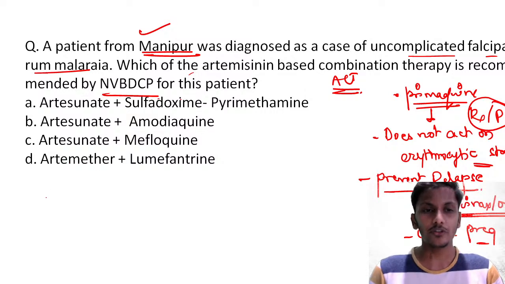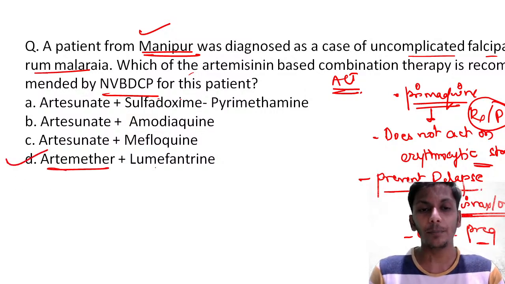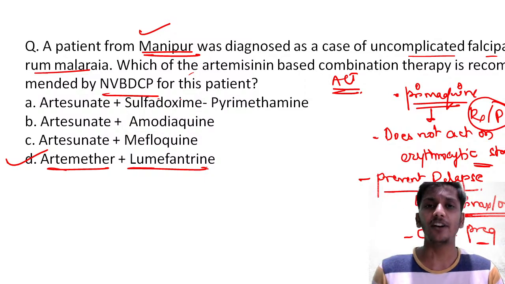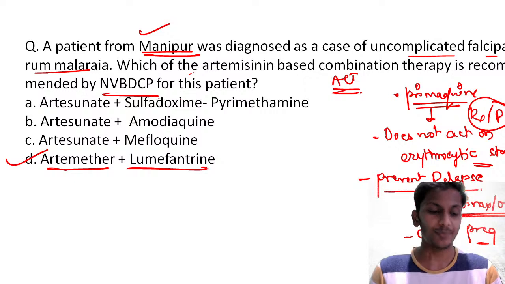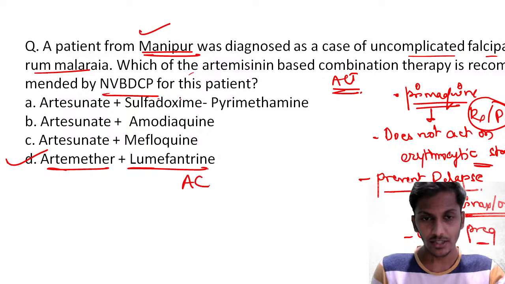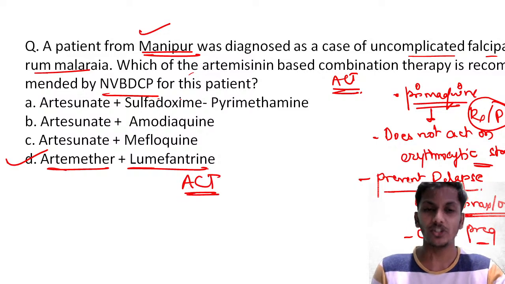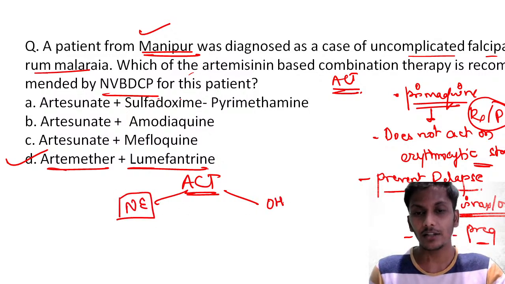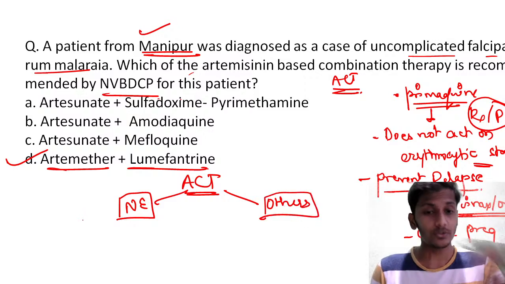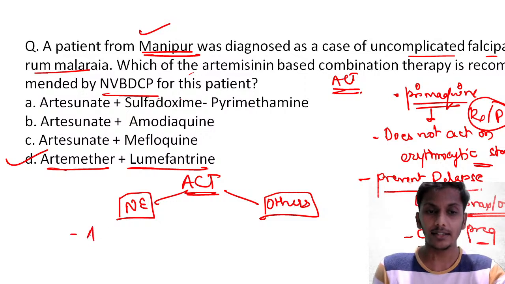Yes, most of you are right. That is option D, artemether plus lumefantrine. This is the treatment regimen which is preferred in cases of malaria in the northeastern states. Please remember, there are 2 types of ACTs which can be used in India. Artemisinin based combination therapies are different for our northeastern states, that is our 7 sisters, and for other parts of the country. So which is the preferred ACT used in northeastern states? We have already discussed, it is artemether along with lumefantrine.